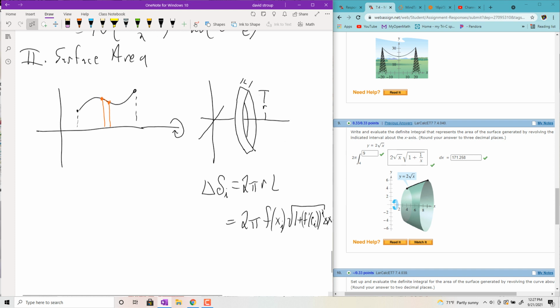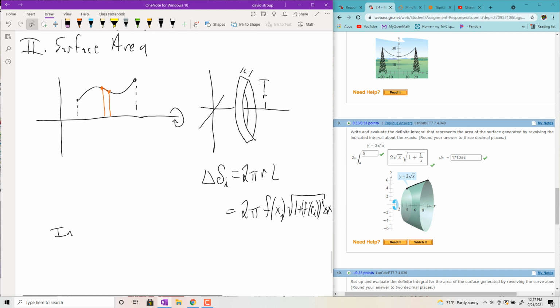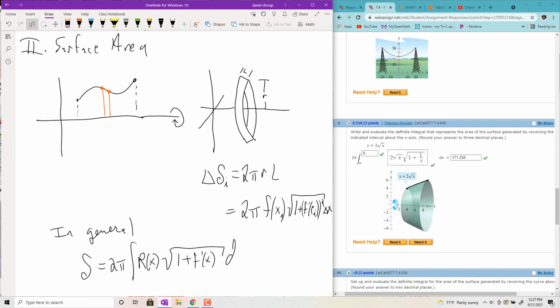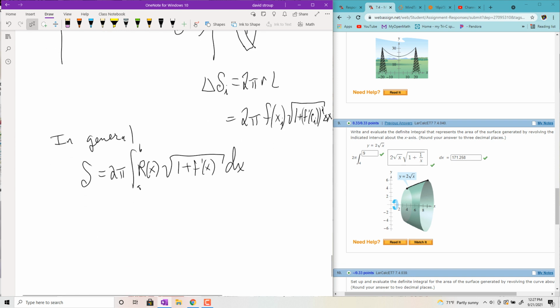Okay? So the formula in general then, if they're not being mean, would be surface area equals 2 pi integral of some radius function, I'll just call r of x, times the square root of 1 plus f prime of x squared dx, whatever that function is that describes the curve in space, from a to b. And of course you can orient it with regards to y as well.